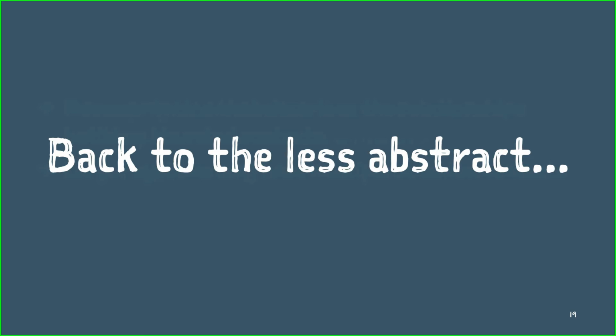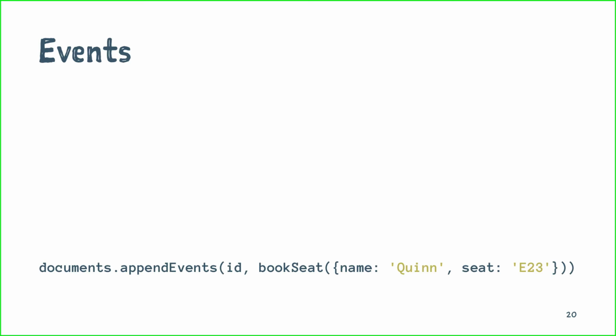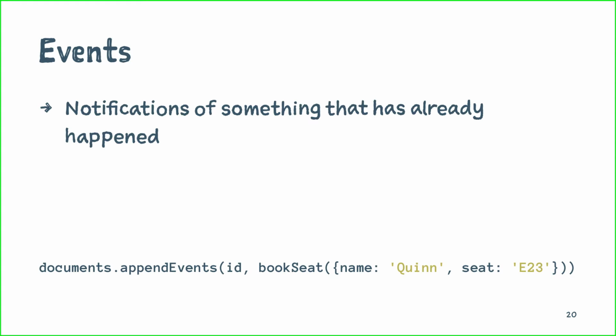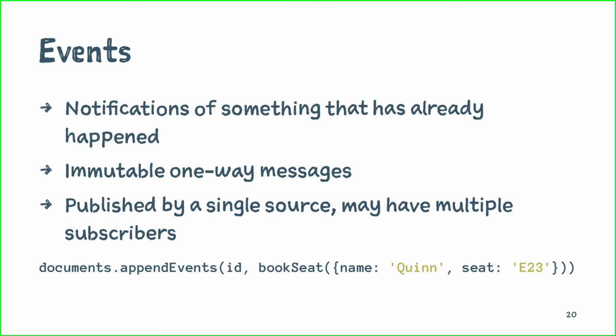All right, so back to a little less abstract here, and one of the things I think is one of the most interesting parts: events. Getting into the event sourcing here. Events are just notifications of something that has already happened. That's a key takeaway with events: they describe that something has already happened. And these are immutable one-way objects, and they're published by a single source, but could have multiple subscribers.